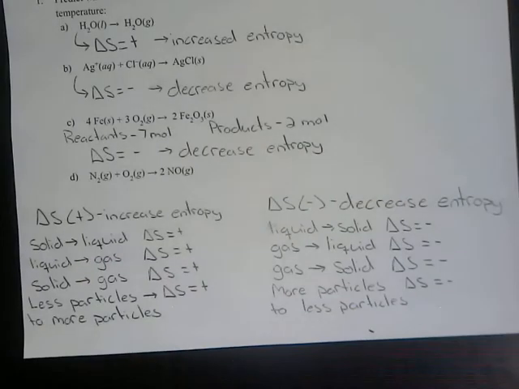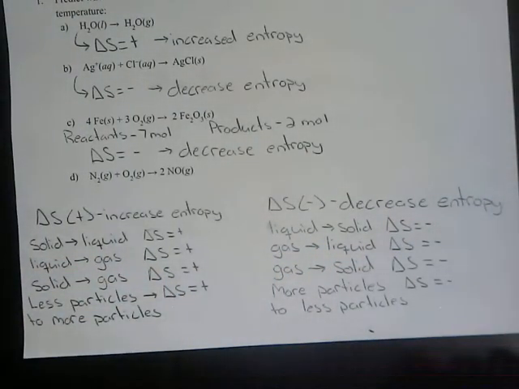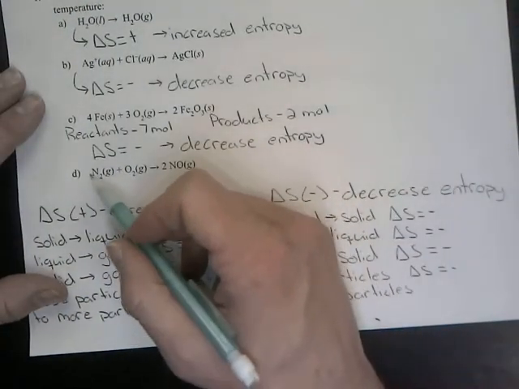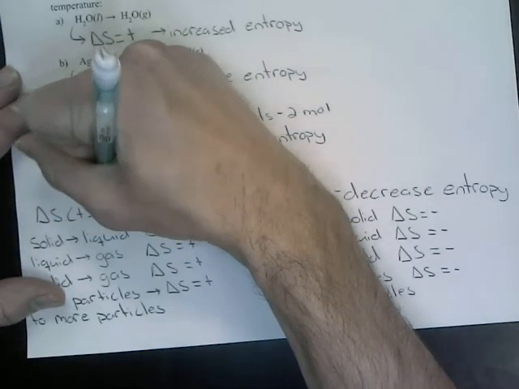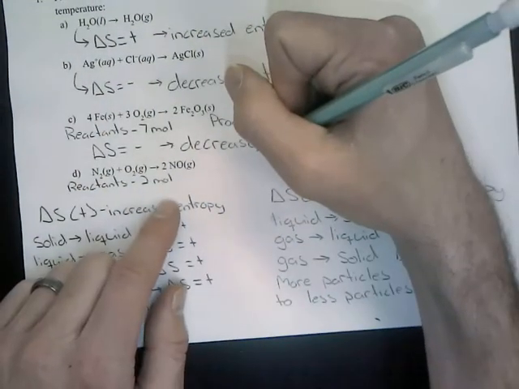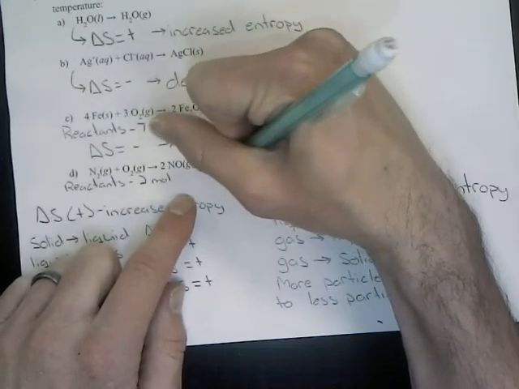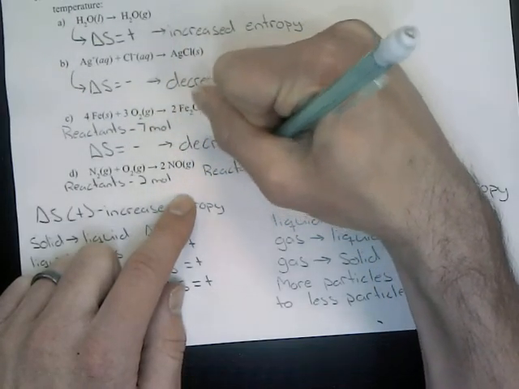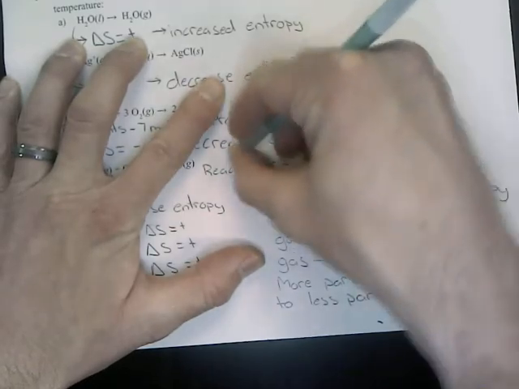Now, our last part here, these are all gases, so the state of matter is out. Now we ask ourselves, reactants, we have 1 plus 1, so we have 2 moles. And our products are 2 moles, all right? Now we've run into an issue that we have to deal with here.